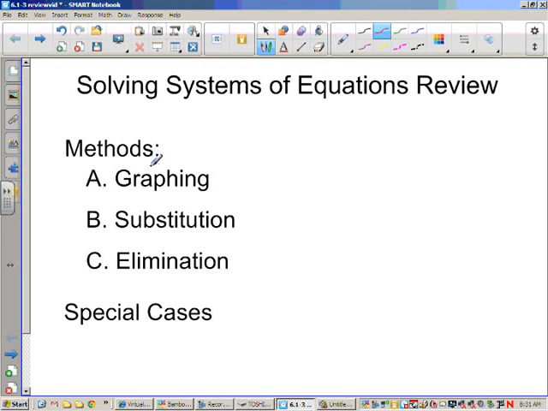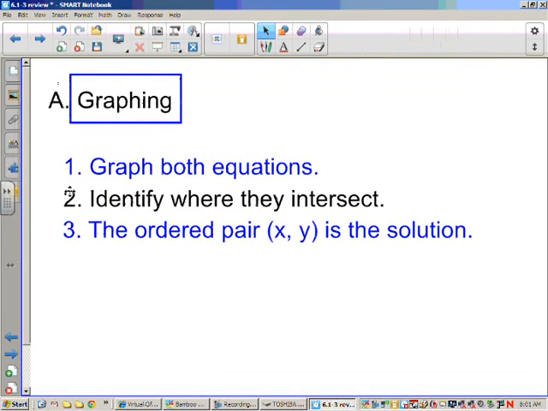We're going to solve systems using three methods: graphing, substitution, and elimination, and then we'll quickly talk about some special cases. The basic steps for graphing to solve are to graph both equations, identify where the two equations intersect, and then create the ordered pair. That will be the solution.